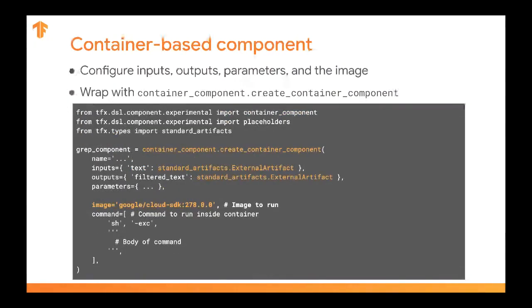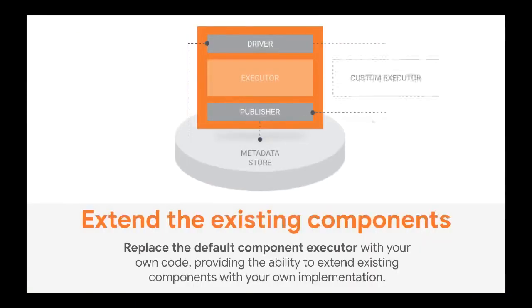For container-based components, we're just going to wrap it using the create container component call. And we want to make sure we specify where to get the image for that container. And we have some artifacts that we're going to pass it. We also have a command that will run when we start up our container. And to extend an existing component by extending the classes, usually we're just going to be writing a custom executor for that. So we're going to subclass the current executor and extend it.